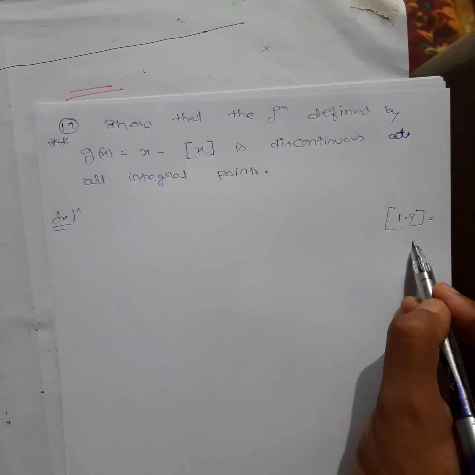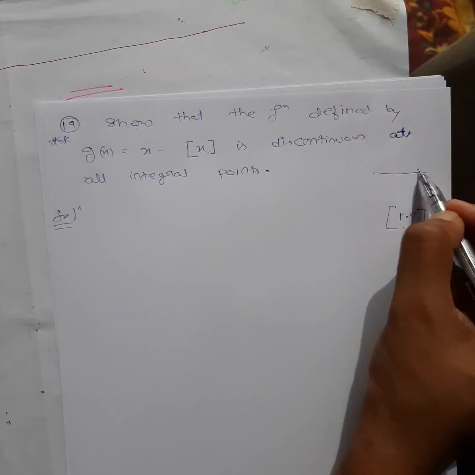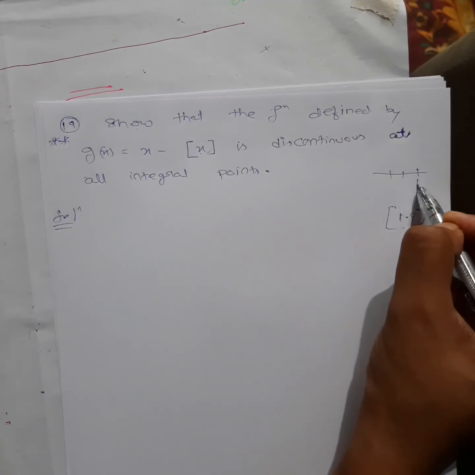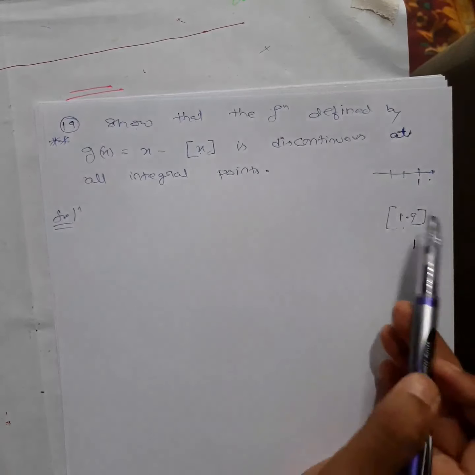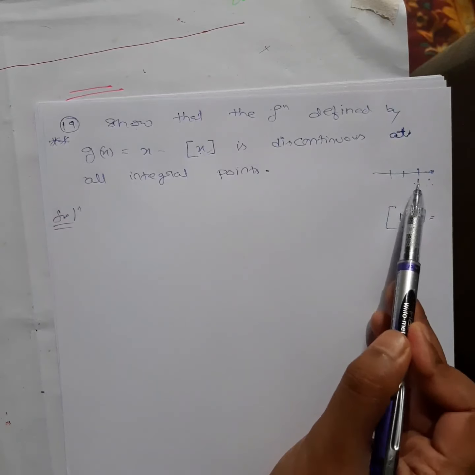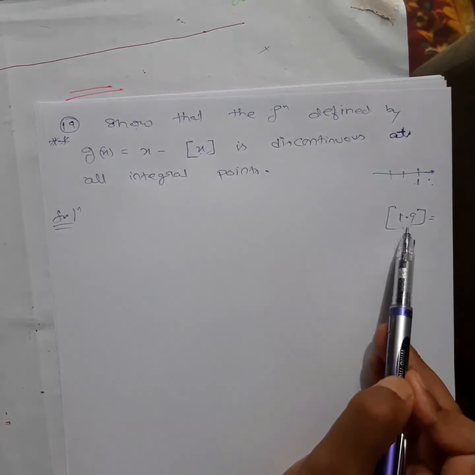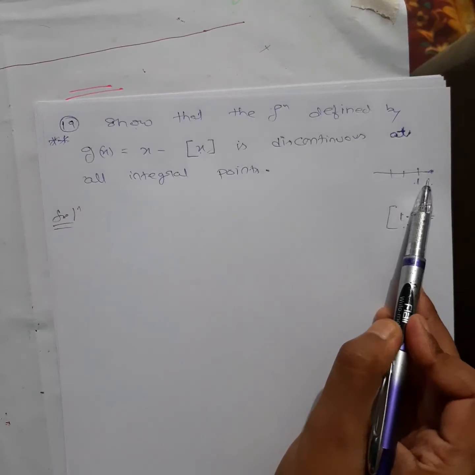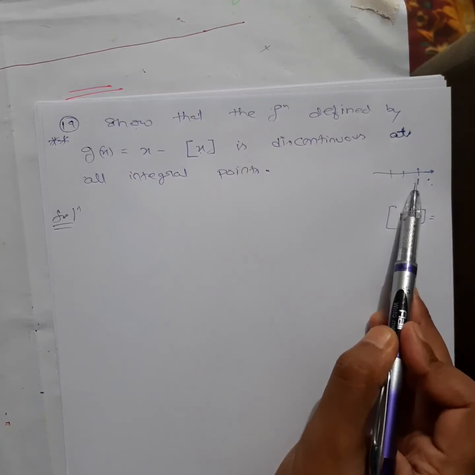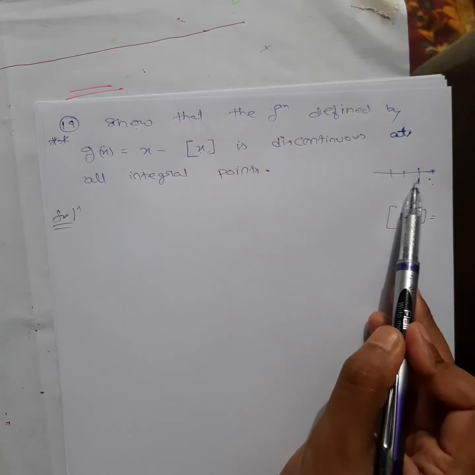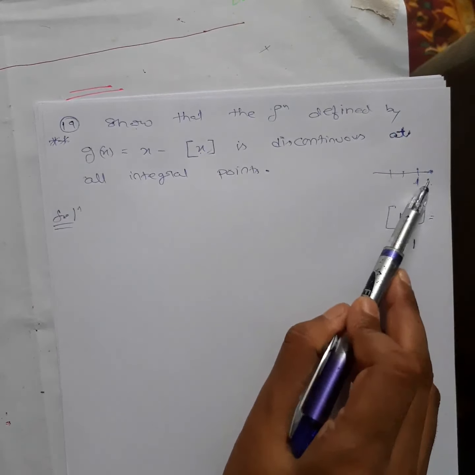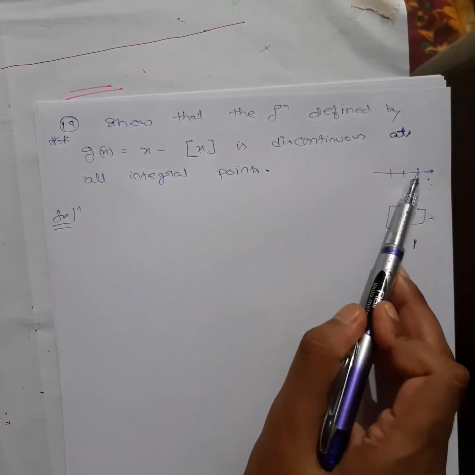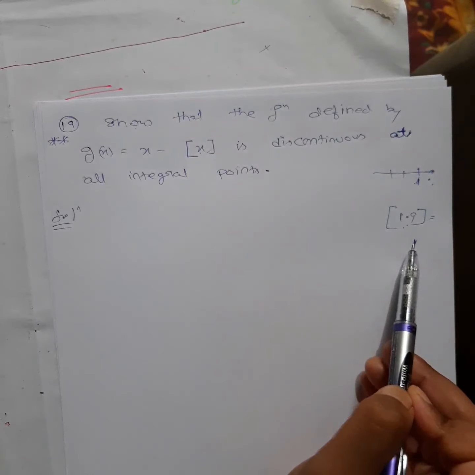Now which integer value? If you take a number line, this is 1 suppose, so 1.9 will be somewhere here, and next will be 2. So whatever is the greatest integer on your left, that will be the outcome here. So 1.9 is here, so what will be the greatest integer? 1. You can see on your left, this will be the greatest integer, so the outcome will be 1.